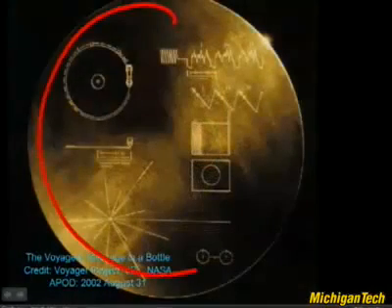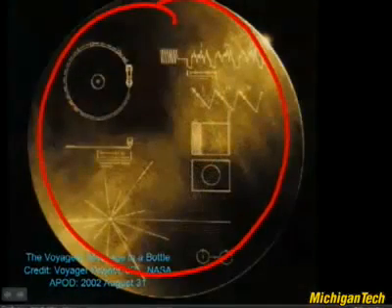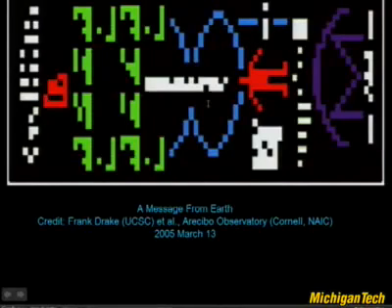So we've gone out and we've sent what's called a message in a bottle. The Voyager probes included this disk that says things about us here on Earth. I'll go a little fast because I'm running low on time. We occasionally broadcast out signals.